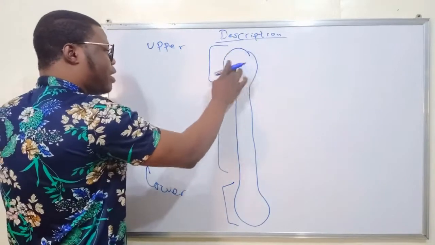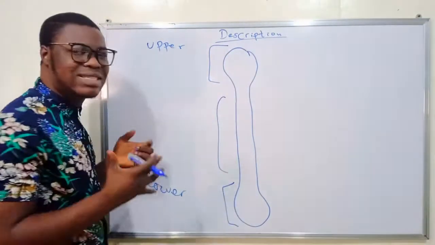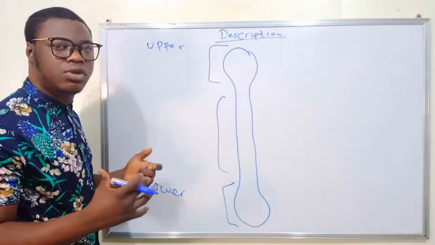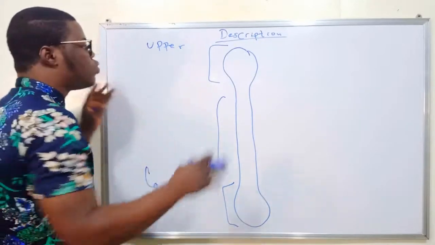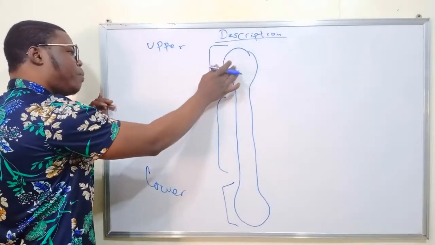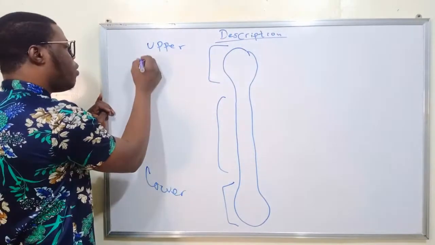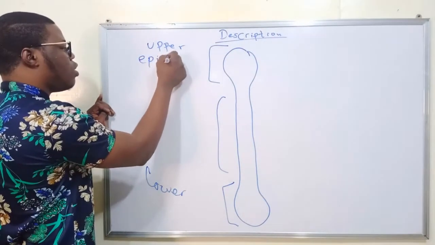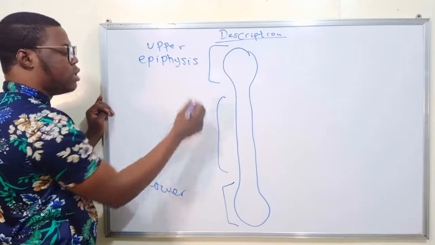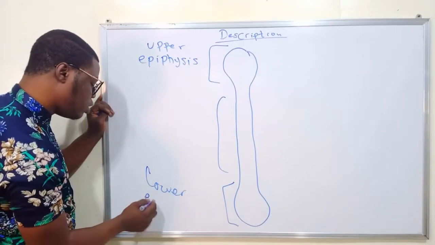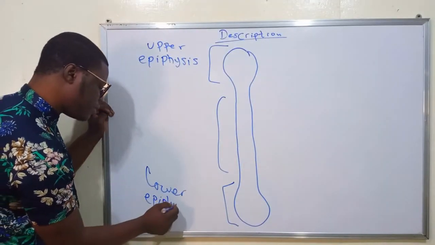Now, this upper part and this lower side are the same in structure. They assume the same structure, so we are going to describe it now. This upper extended part is called the upper epiphysis. And the lower side is called the lower epiphysis.